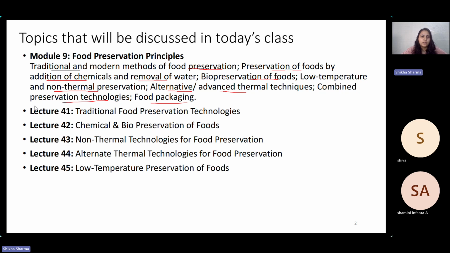So we have lecture 41 to 45 regarding this module 9, which includes topics like 41 traditional food preservation and technologies, and 42 chemical and bio preservation of food. Then 43 includes non-thermal technologies for food preservation, 44 includes alternate thermal technologies for food preservation, and lecture 45 includes low temperature preservation of the food like freezing or refrigeration.